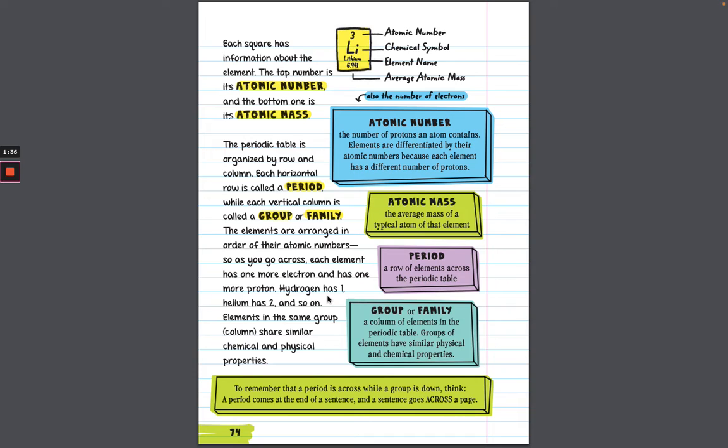A period is a row of elements across the periodic table. A group or family is a column of elements in the periodic table. Groups of elements have similar physical and chemical properties. To remember that a period is across while a group is down, think: a period goes at the end of a sentence, and a sentence goes across a page.